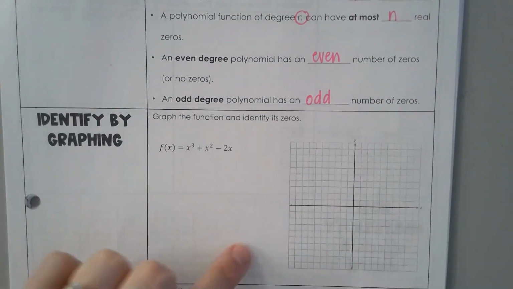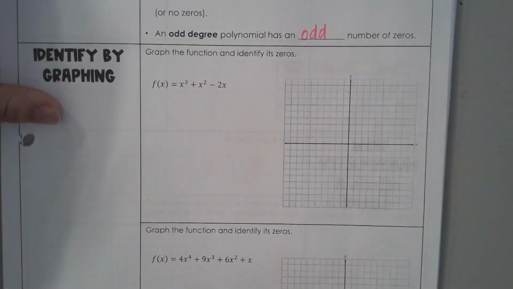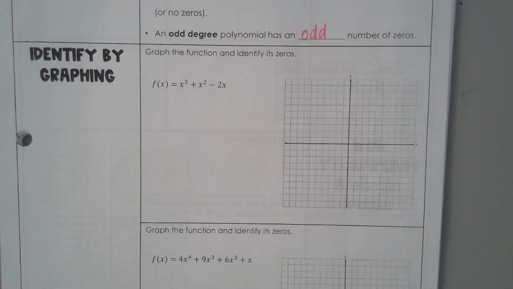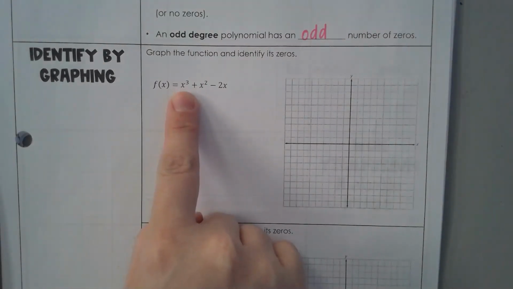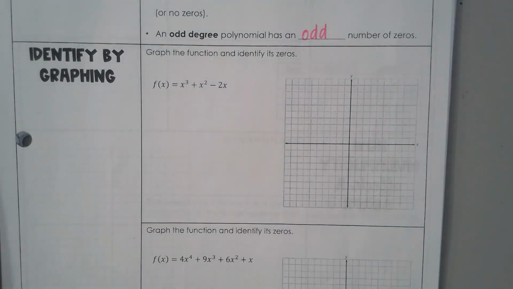So we're going to do just one graph. We're not going to do both of them. So here I have x cubed plus x squared minus 2x. How many x-intercepts could you expect this graph to have? 3 or 1. I could have 1 x-intercept or I could have 3. So it's an odd number. I could have any odd number of x-intercepts up to 3. So 1 or 3. Okay.